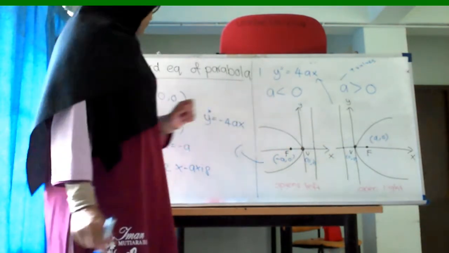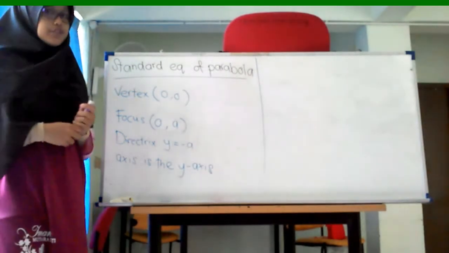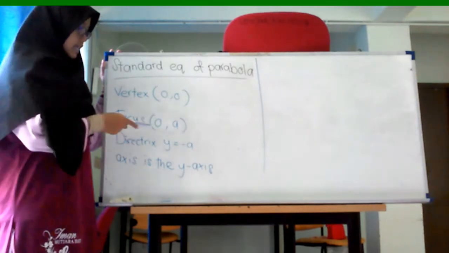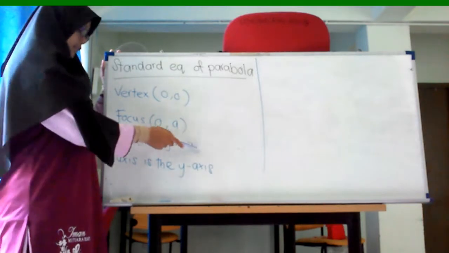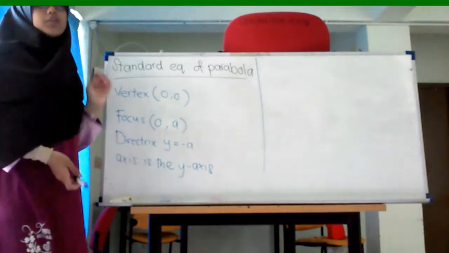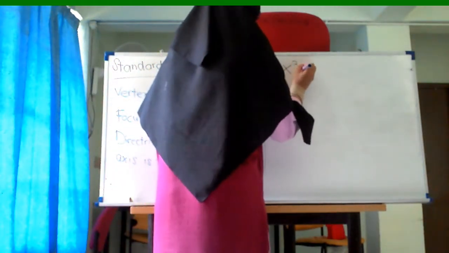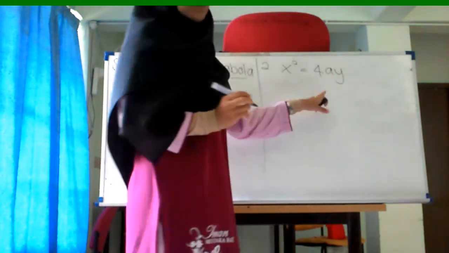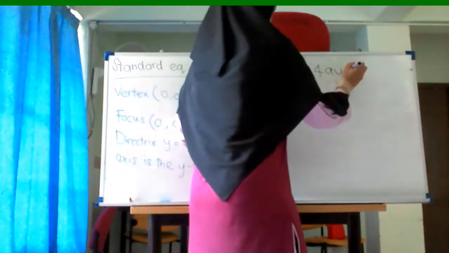For the second standard equation for the parabola, the vertex is 0, 0, the focus is 0, a, and the directrix is y equal to negative a. The axis will be the y-axis. The second standard equation is x squared equal to 4ay. Why 4ay? Because its axis is the y-axis.